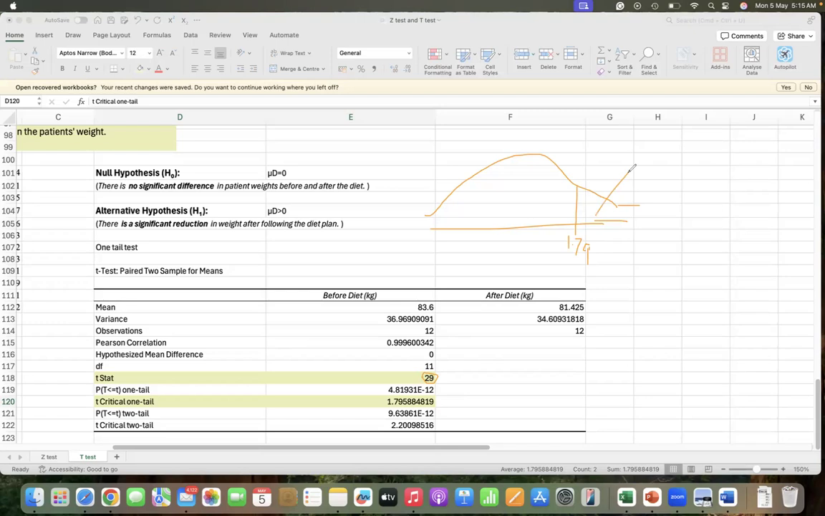और null hypothesis था क्या? वो कहता था कि डाइट का कोई इफेक्ट नहीं है. There is no significant difference in patient's weight. So we reject this. We say we have sufficient evidence to prove that there is a significant reduction in weight after following the diet plan.